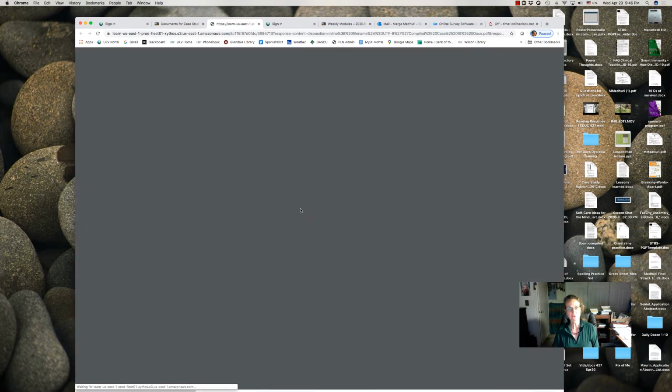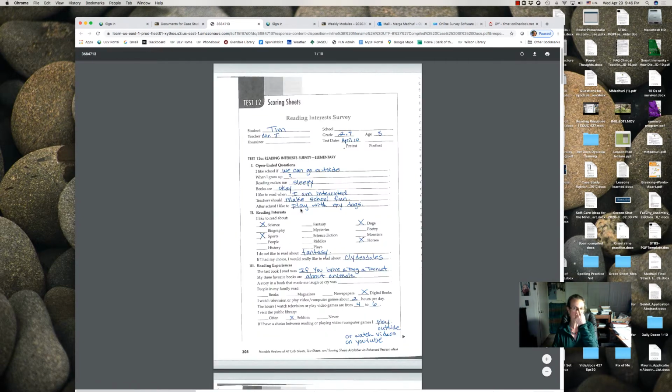So what you're going to do is walk through the different documents, and what I'd like you to do is write a paragraph summary with your findings from each one. So here we have an interest inventory. You're going to summarize what you find here. What do you see about this child? What are their interests, and how does he feel about reading?